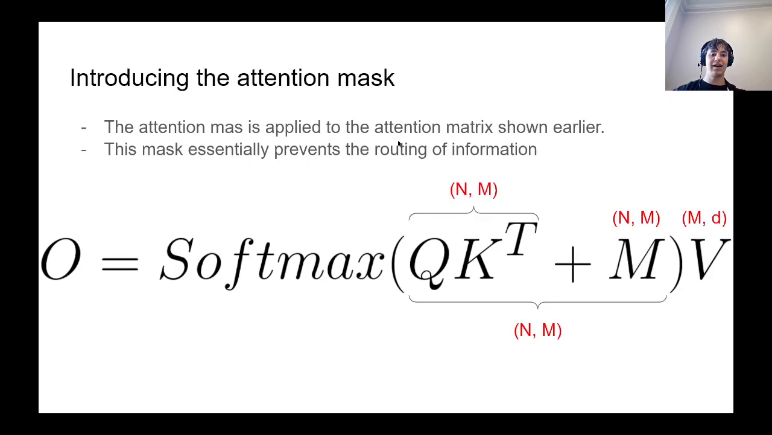So, introducing the attention mask. This here is an n by m matrix. Remember, queries are n by d, keys are m by d in the general case, and values are m by d in the general case, where in self-attention m is equal to n. The mask is an additive mask on the queries and the keys. So we add it, then we apply softmax, and then we multiply by the values. I'll show you what this does. It prevents routing of information.